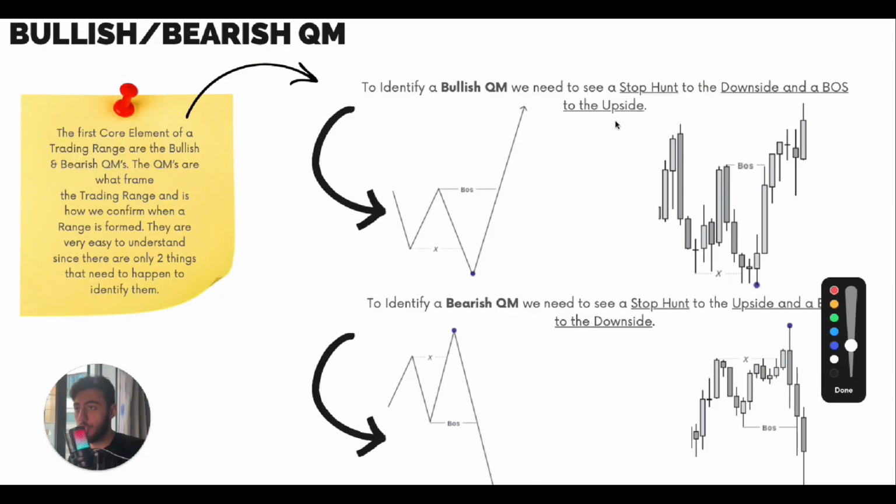So we call this the bullish QM. How is the bullish QM going to be formed? We need to see a stop hunt. Do you remember the liquidity stop that I told you about? It's a stop hunt to the downside and a break of market structure to the upside. So what do we want to see in the bullish QM? A stop hunt to the downside. Let's say this is the swing low. It's a stop hunt to the downside and a break of market structure to the upside, like this.